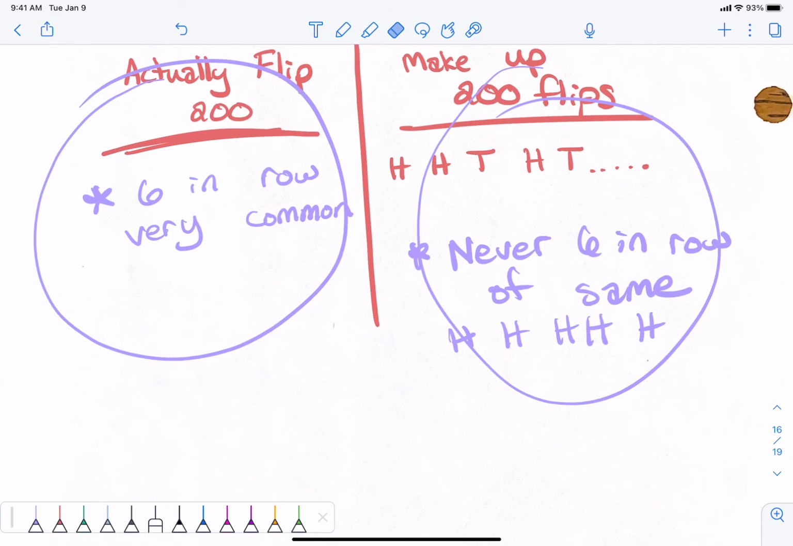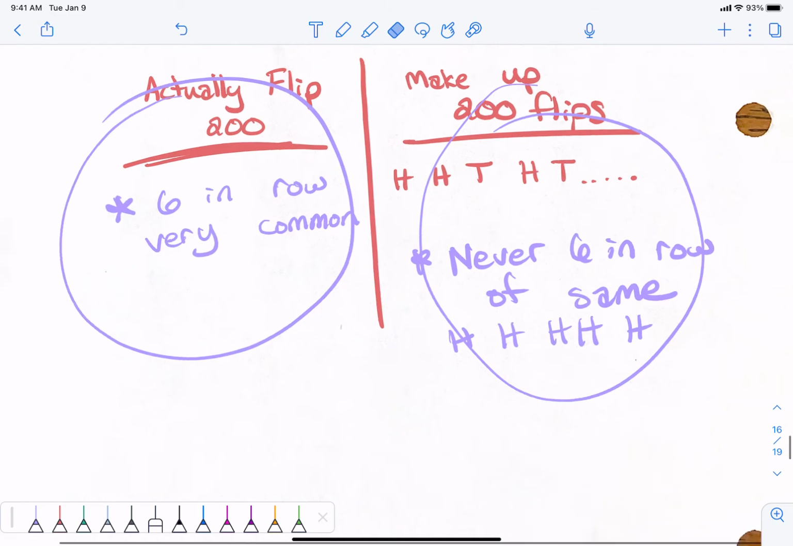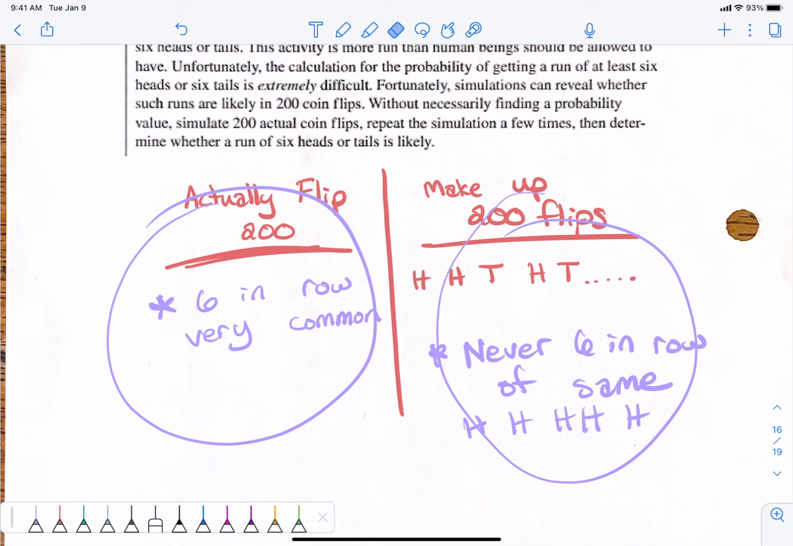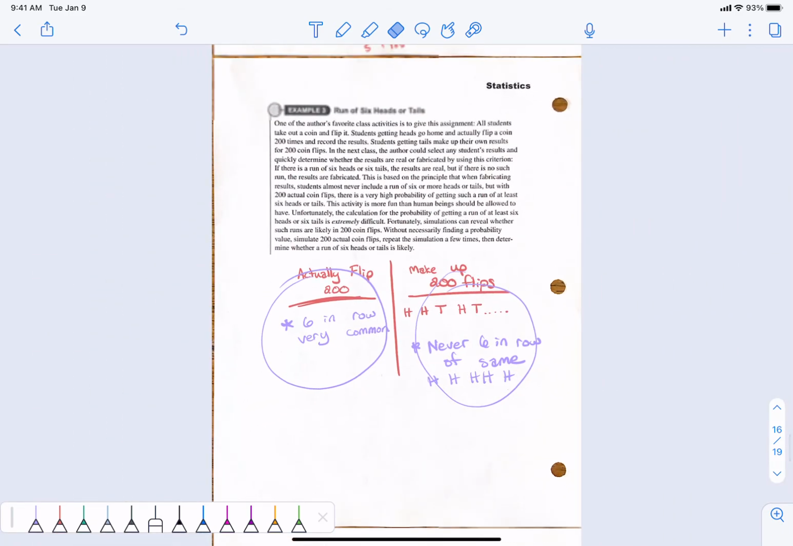Getting a run of 6 when you only have 2 options is not uncommon, right? So that's kind of what's going on here, okay? Simulate 200 actual coin flips, repeat the simulation a few times, then determine whether a run of 6 heads or 6 tails is pretty likely to happen. We got at least 5 runs of 6 out of 200 coins, at least 5 runs of 6 at least, right? That's kind of how that works. Okay.